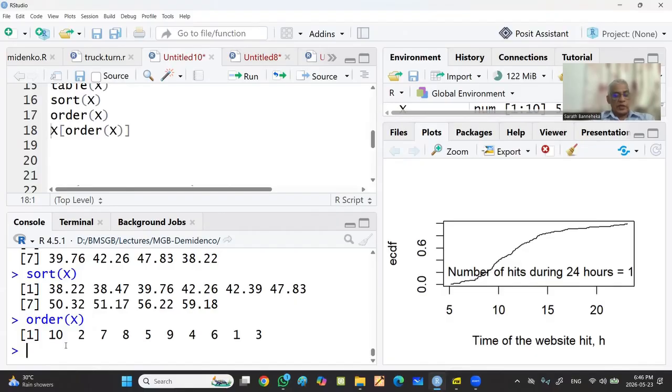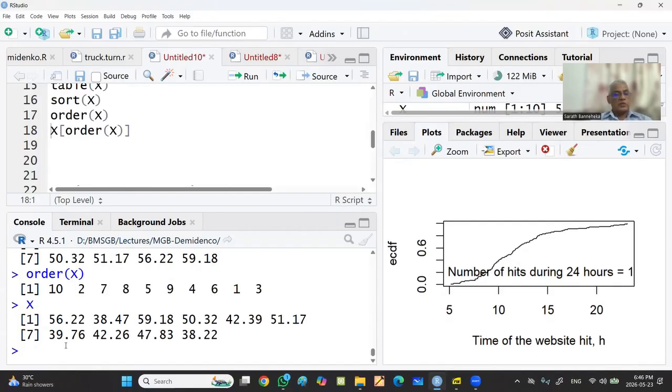So let me again put x also. Right. So x is this one, order x is this. So what does this 10 mean? If you look at this data set, the smallest number is this number. That is the 10th number. Therefore, the order in this original data set of the smallest number is the 10th. That is the place of the observation, 10th.